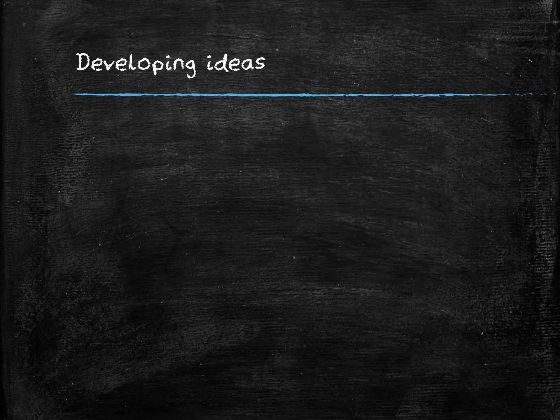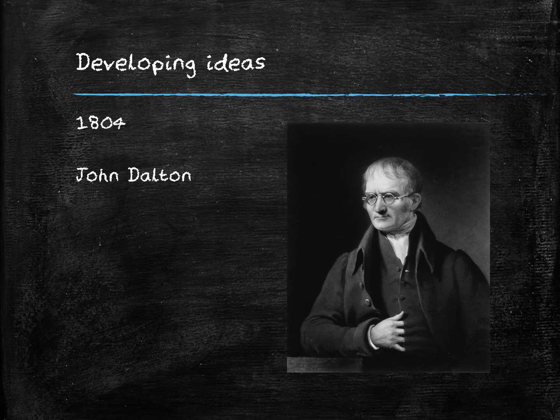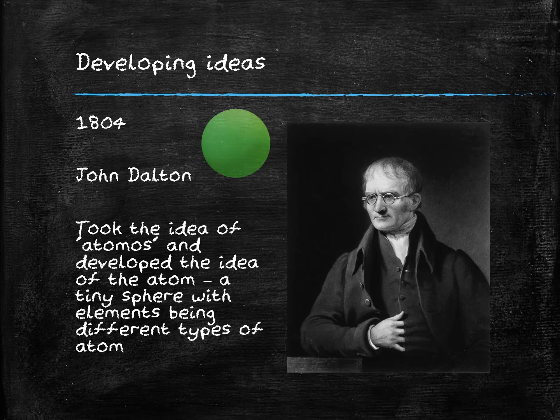It took quite a long time in fact, until 1804, when John Dalton took the idea of the atomos and developed it into tiny invisible spheres called atoms. And the idea about elements was becoming more and more evident at this time, and he took that idea and said that each atom must be of a certain material, must be made from a different type of element.